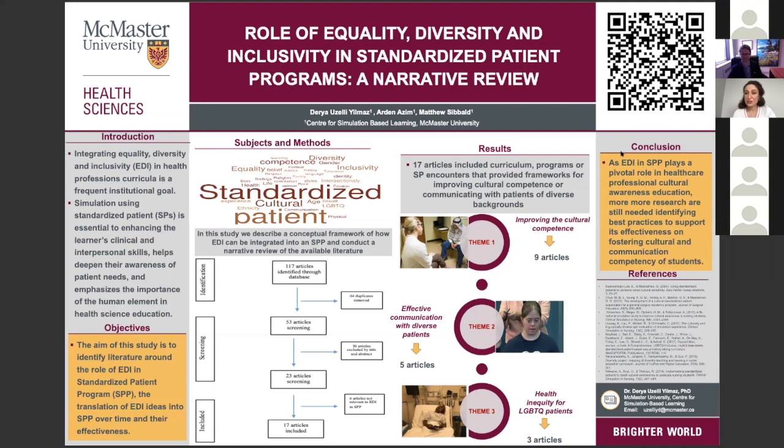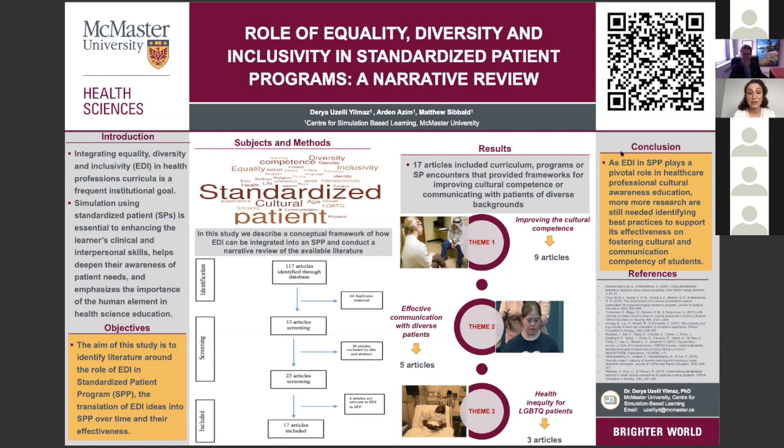The literature search was done manually using PubMed, Scopus, ScienceDirect, and Google Scholar databases, using the terms standardized patients and also simulated patients, standardized patient program, simulation, equality, diversity, inclusivity, and also cultural competence. And then a total of 117 articles were identified.